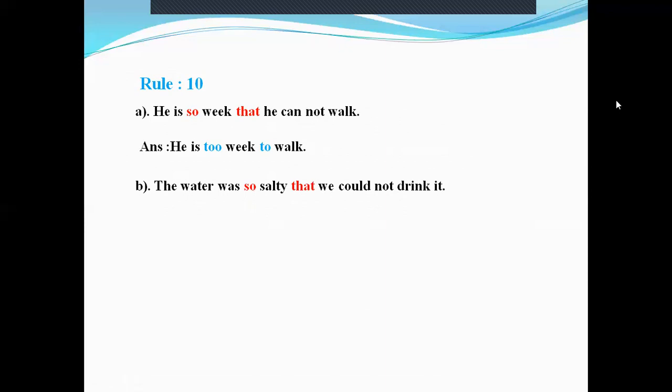Number B, the water was so salty that we could not drink it. It is also very simple. Use "too" instead of "so" and "to" instead of "that", and omit "we", "could", and "not". The answer will be: The water was too salty to drink. Those who were not able to transform them before, now I think we'll be able to write the answer correctly.